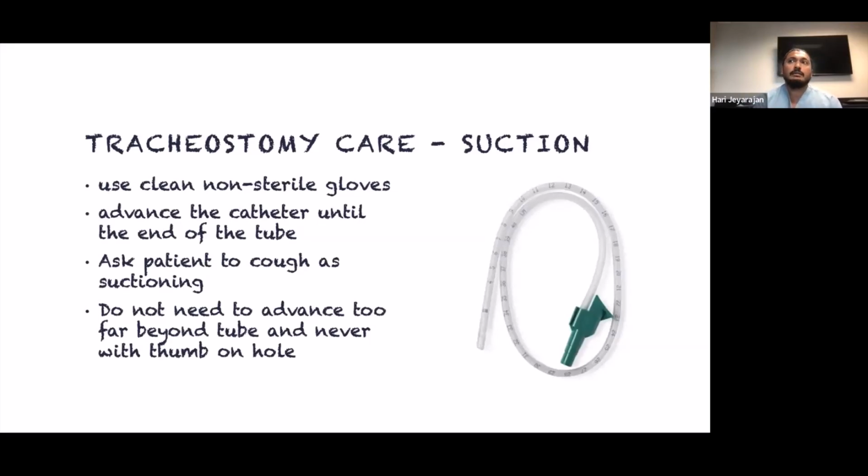In general, we recommend that you advance the catheter to the tip of the tube. You don't have to go too far beyond there. And if you do have to go beyond there, you don't want to do it with your thumb on the hole, because then you'll suck onto the side wall of the tracheal mucosa and cause irritation, cause them to cough, and also cause bleeding and potential granulation formation.